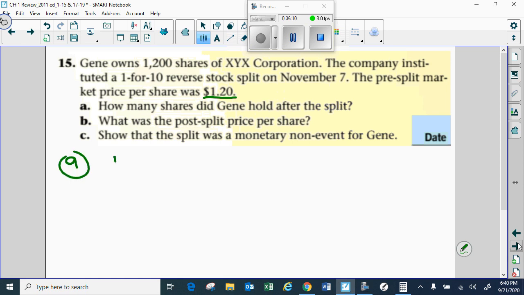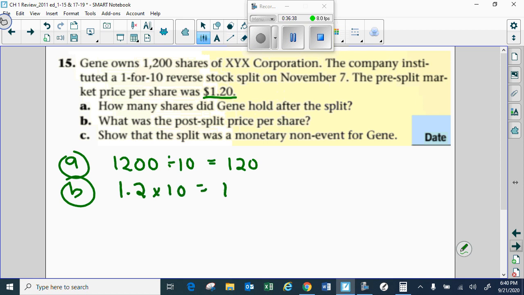Okay, how many shares did Gene hold after the split? So that means I'm taking the 1,200 and dividing by 10, which is the same thing as multiplying by 1/10. And when I divide by 10, I just move the decimal one place over. So 120 shares. B, what was the post-split price? Since the shares went down, the price has to go up. So that means multiply by 10, so move the decimal one place to the right. If I was to show that work, 1.2 times 10, which then is $12 a share.